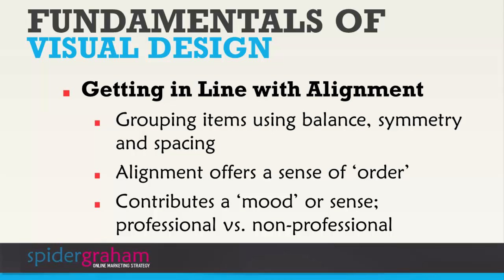We also have something called alignment. Now, what is alignment? Well, alignment is using symmetry and balance and spacing to create a visual border, to create a frame. Alignment gives us a sense of order. And a lot of times we look at things and we judge them saying, well, that looks pretty amateurish or that looks professional, right?